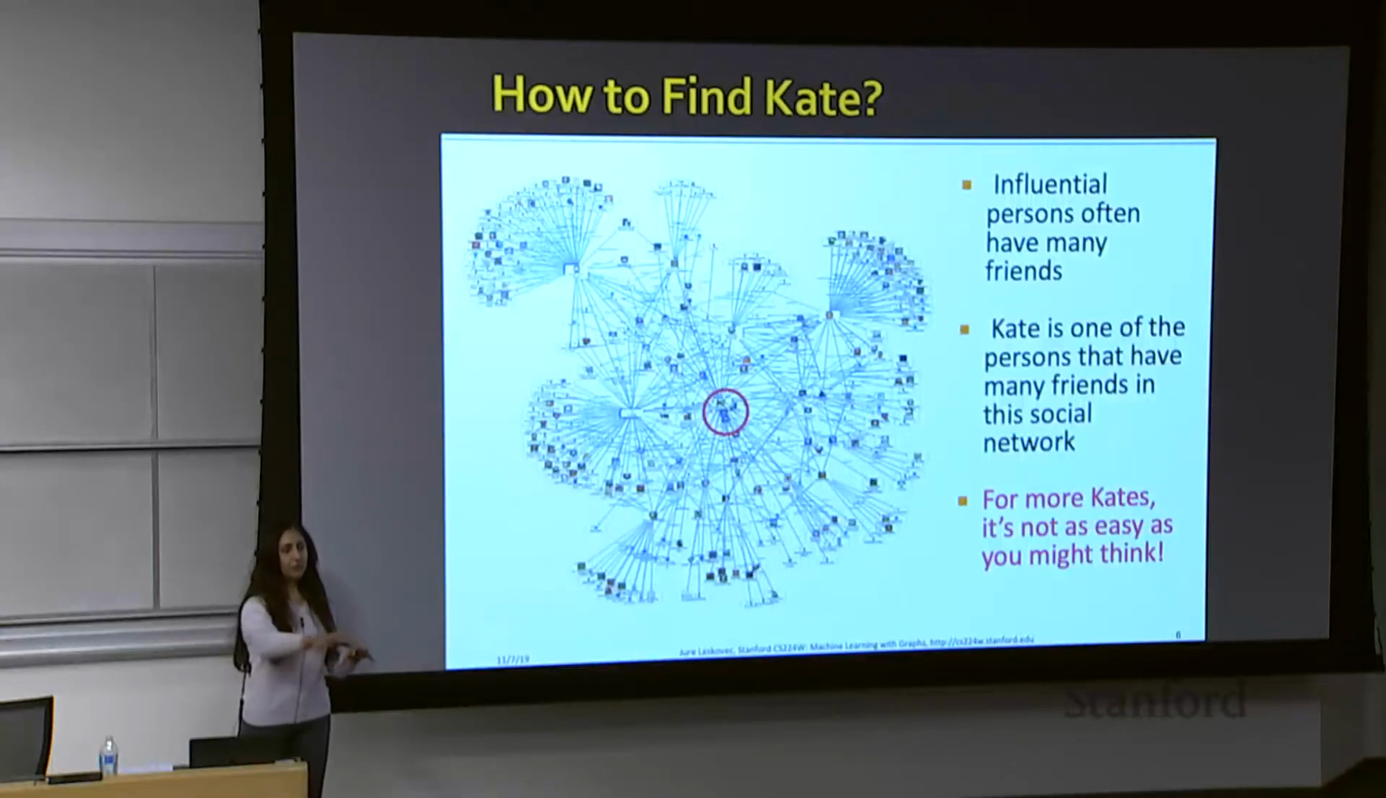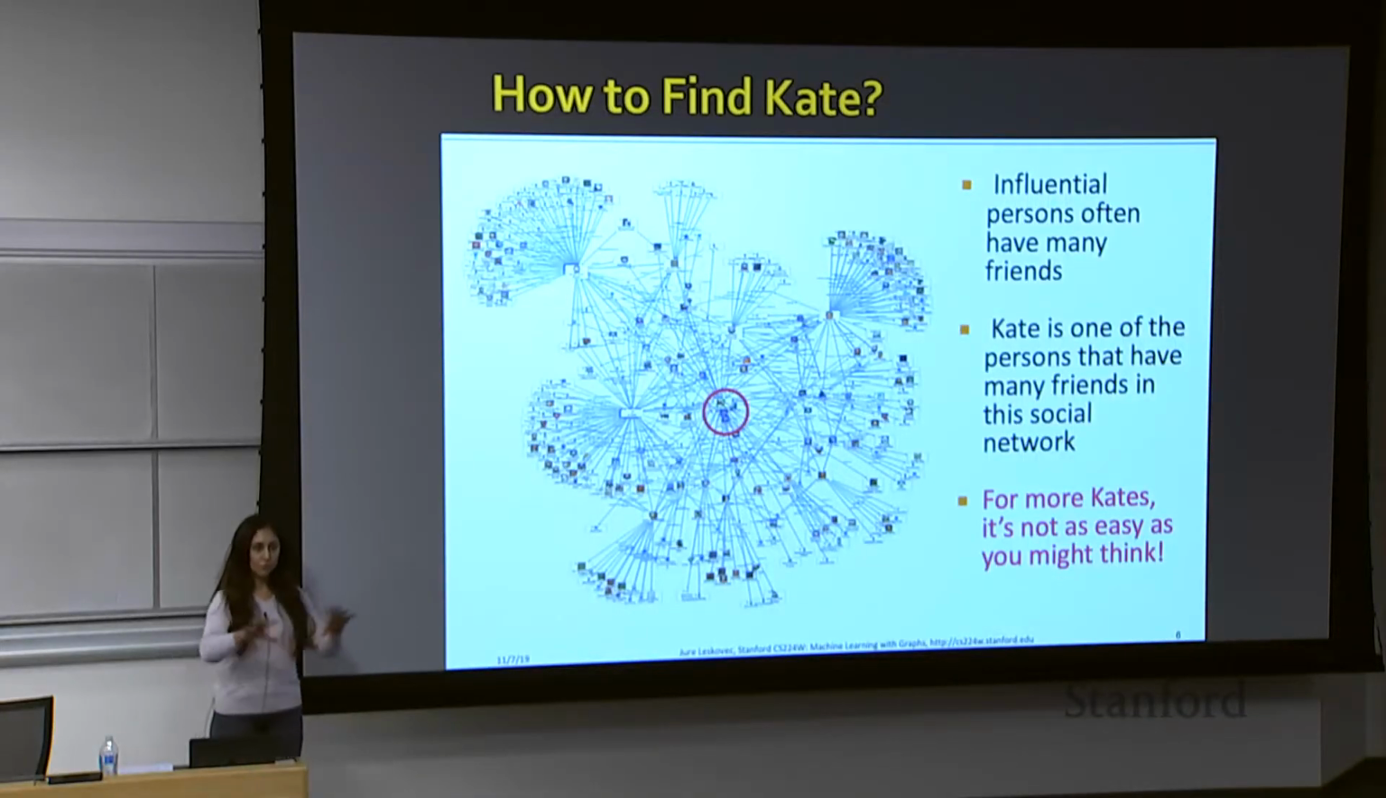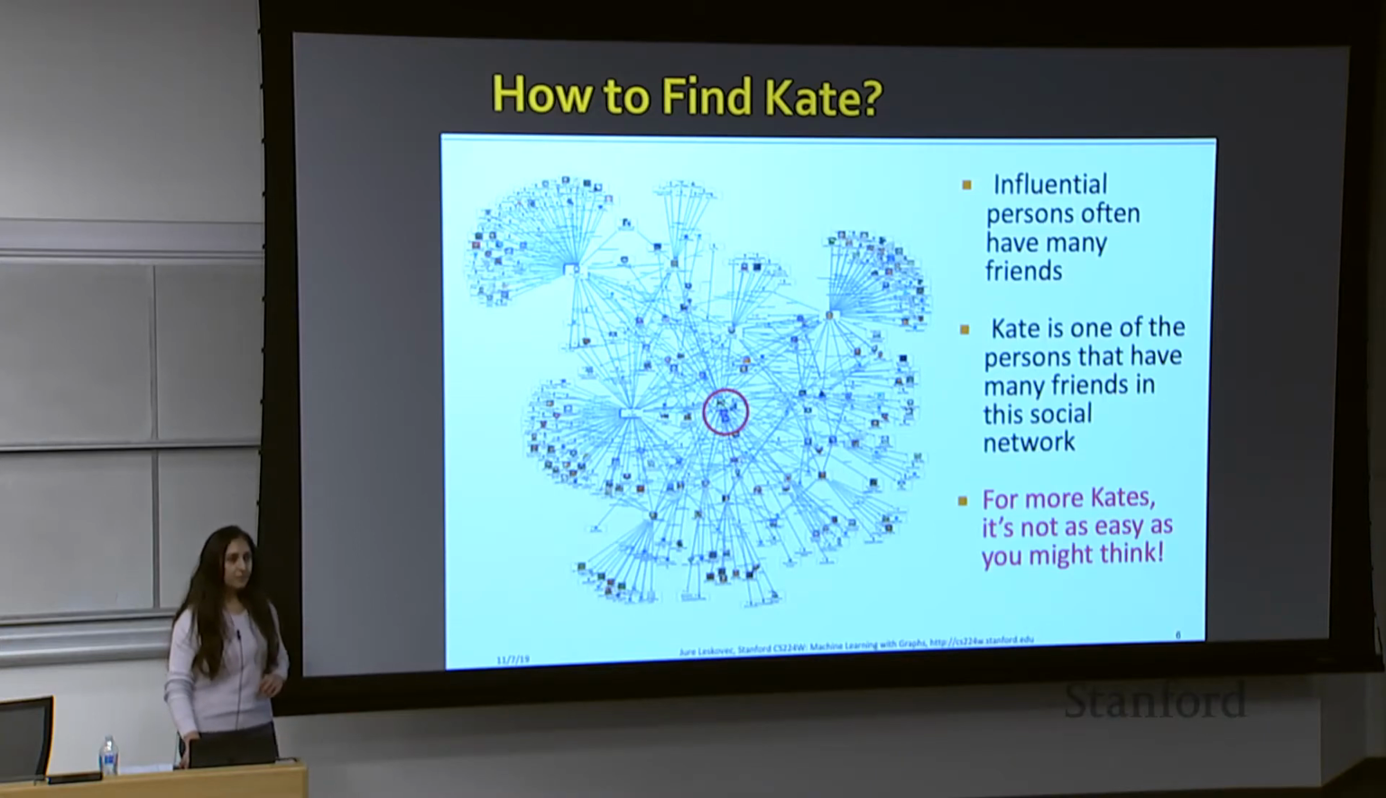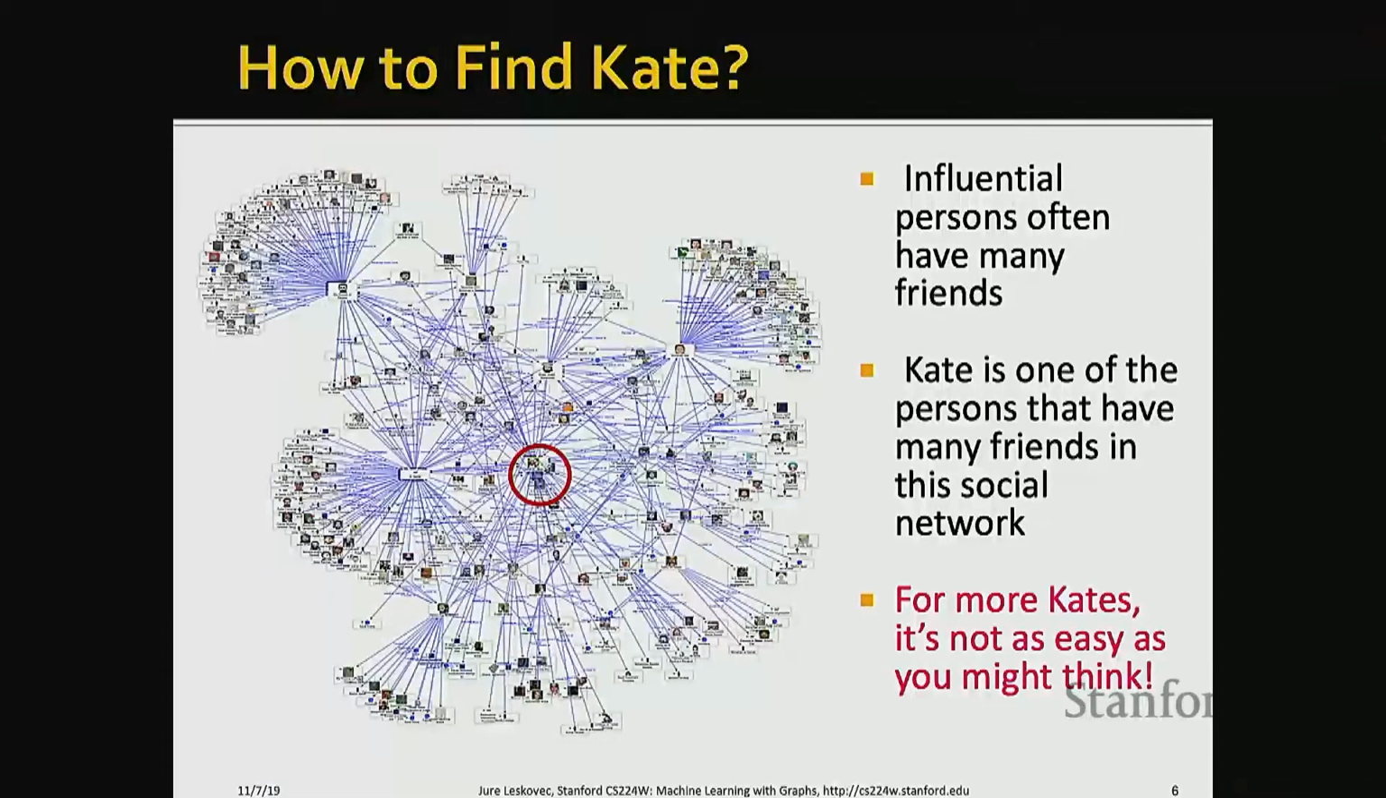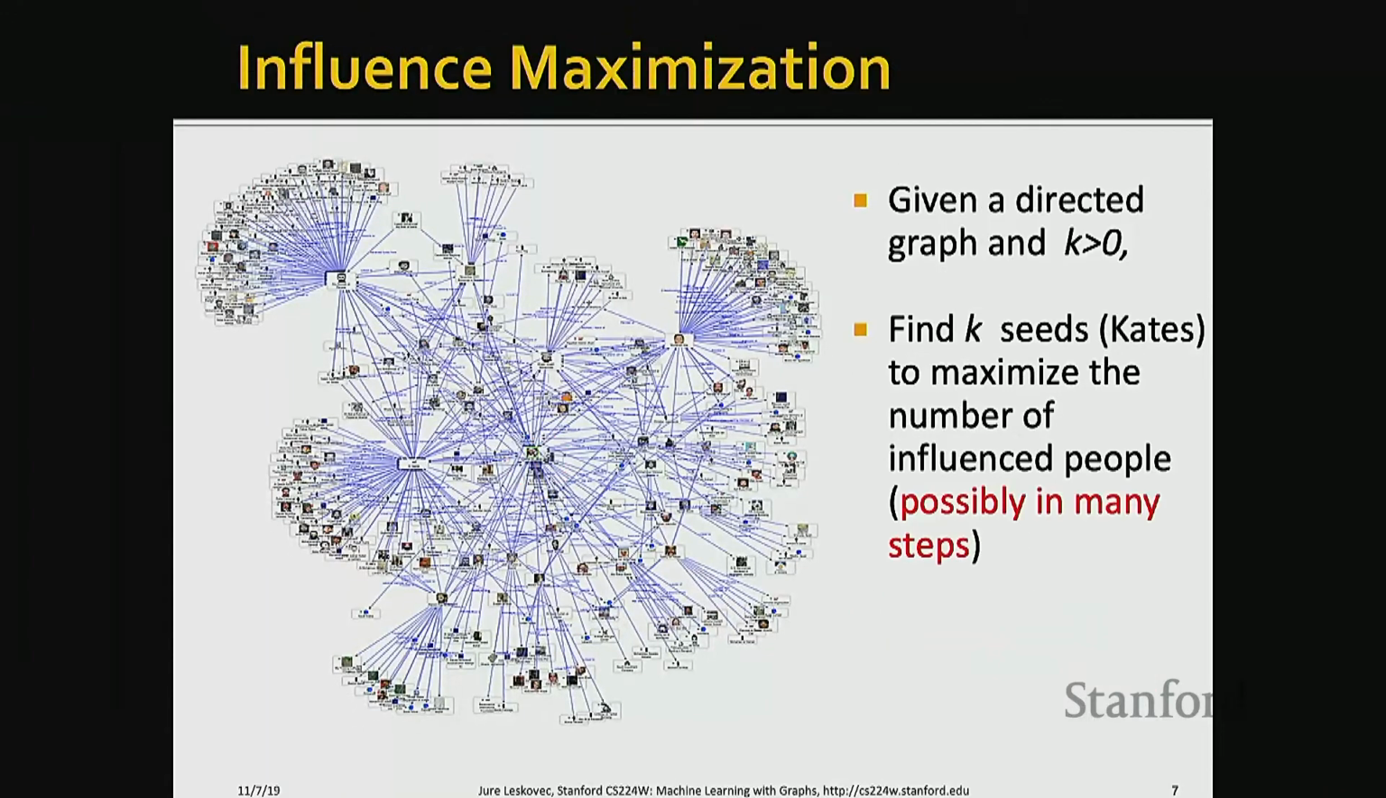So we really want to maximize the spread of influence throughout the network, in all parts of the network. It's really not easy to find people like Kate Middleton that can maximize the influence in your network for you. So what can we do? This is the problem definition of influence maximization. Given that we have this directed graph, we want to find the small subset of K seeds.